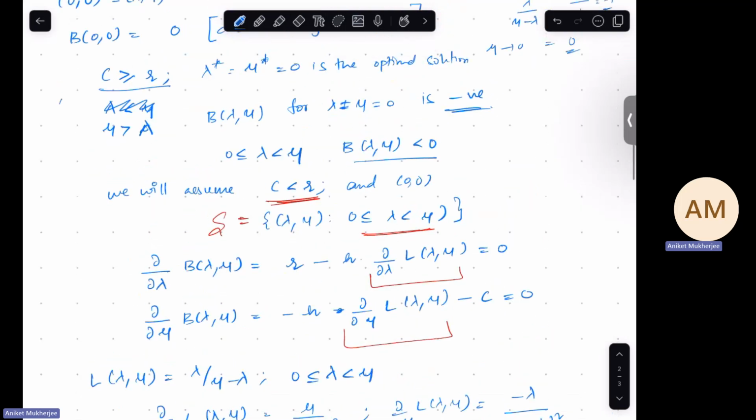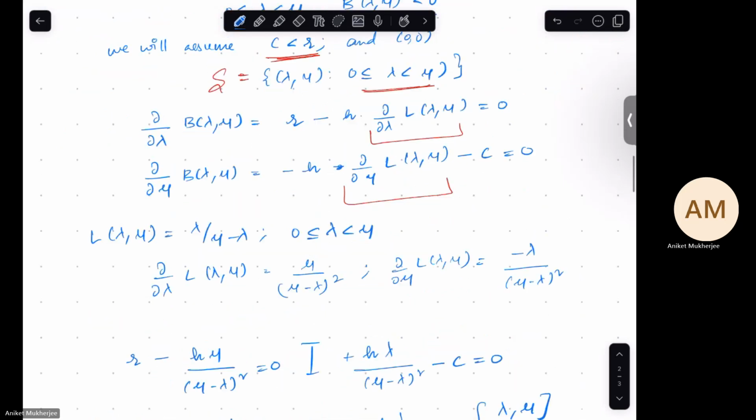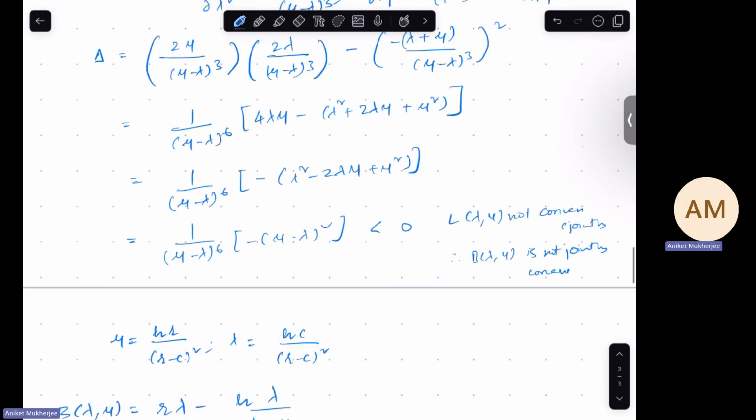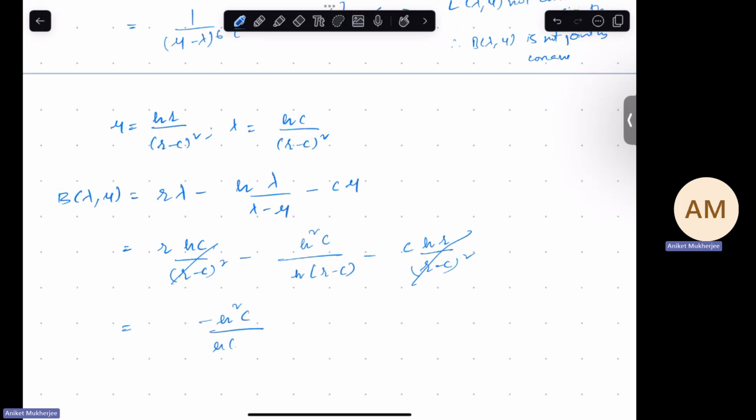So the cost function was R lambda minus H lambda by (mu minus lambda) minus C mu. So what we get is R times HC by (R minus C) whole squared minus H times HC, so this becomes H squared C over H into (R minus C) into HR by (R minus C) whole squared. So these both cancel out. And you have minus H squared C by H into (R minus C).